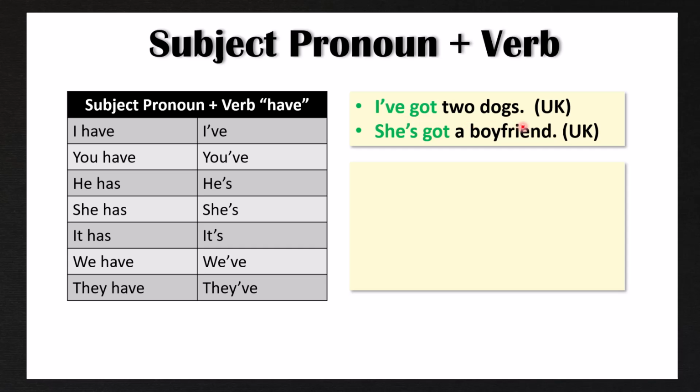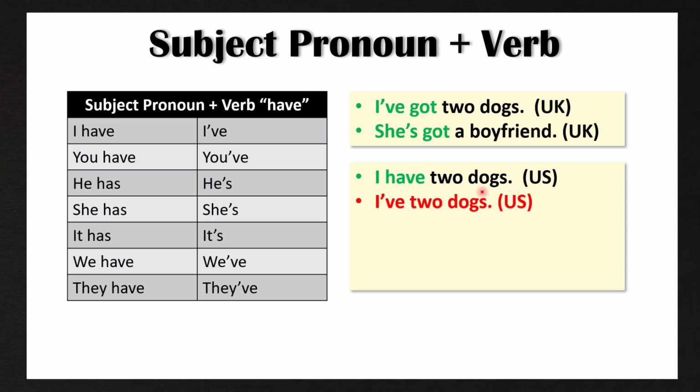I've got 2 dogs. This is the contraction for I have got 2 dogs. And this is how we would say it in the UK. I've got 2 dogs. She's got a boyfriend. She's got is a contraction for she has got a boyfriend. However, in the United States and in Canada, we typically say I have 2 dogs when we're talking about possession.